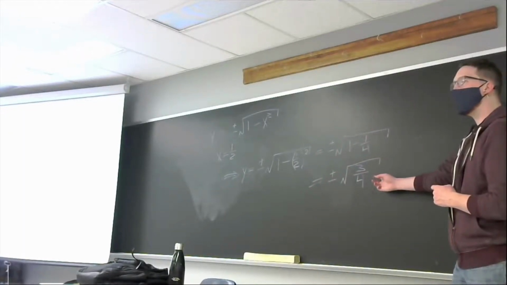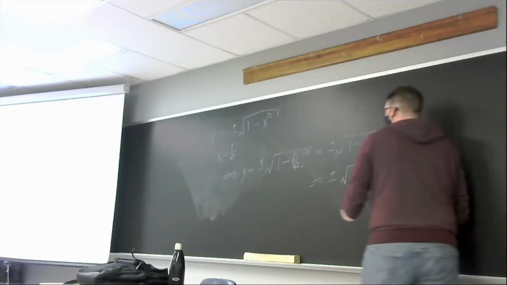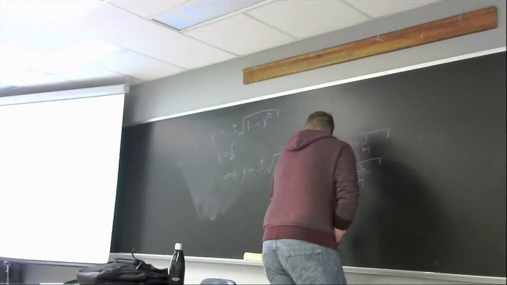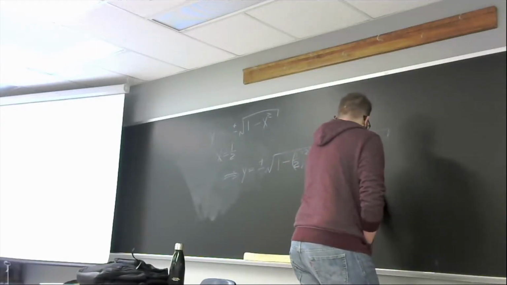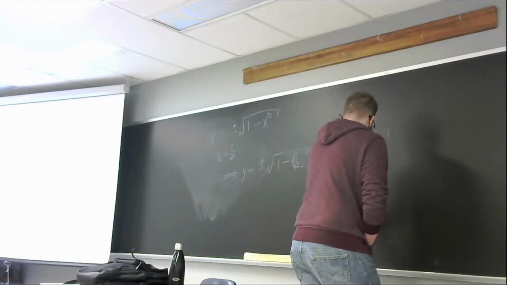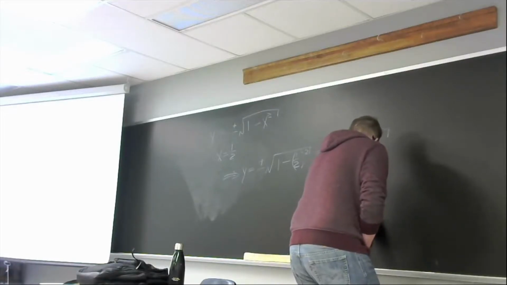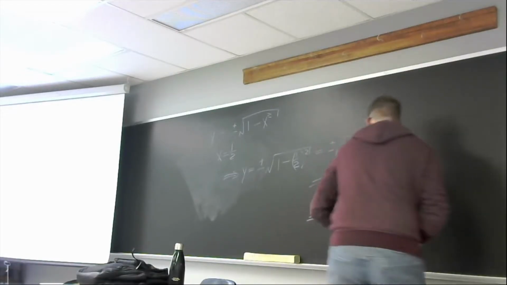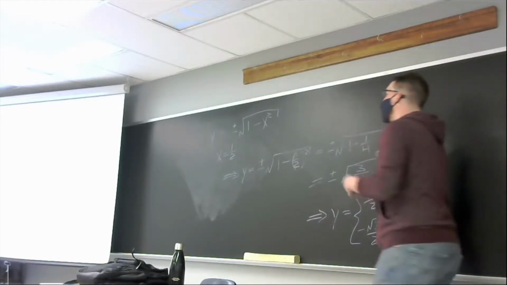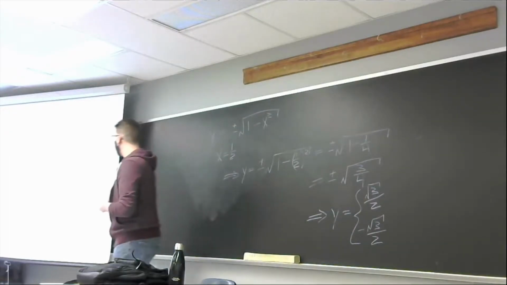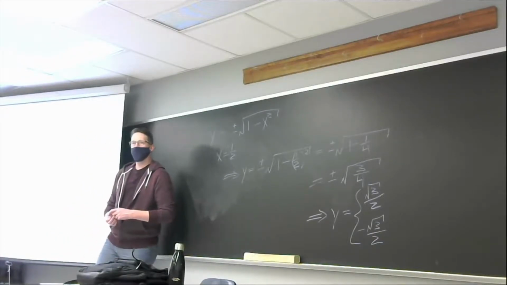But really, this is two different answers, isn't it? There's a positive, and then there's a negative. This is saying that y is equal to either the square root of 3/2 or the negative square root of 3/2. So there's two answers here. And because of that, this can't be a function. Make sense what I mean? Yeah?